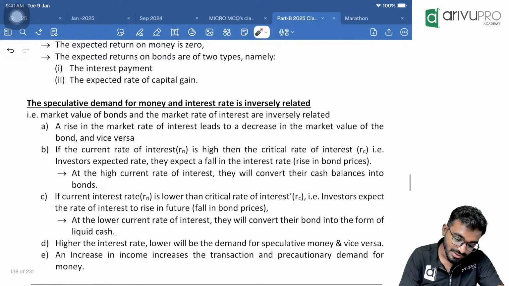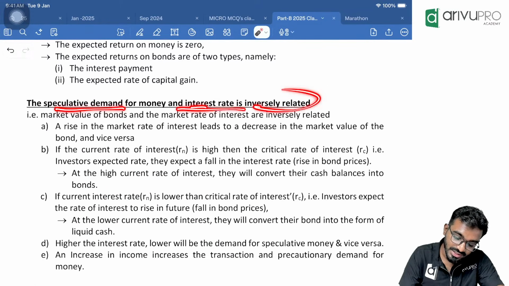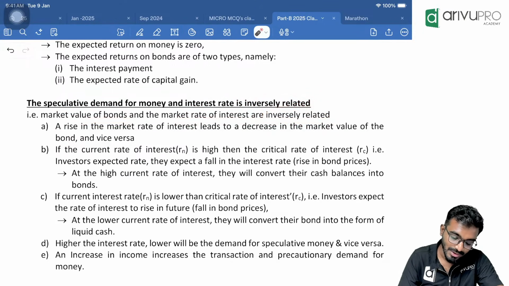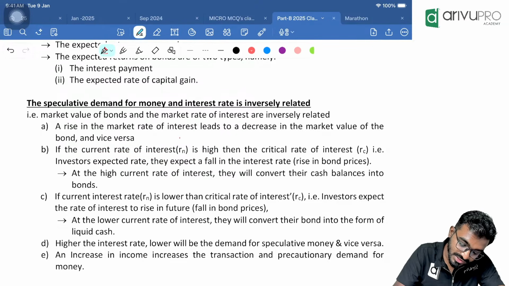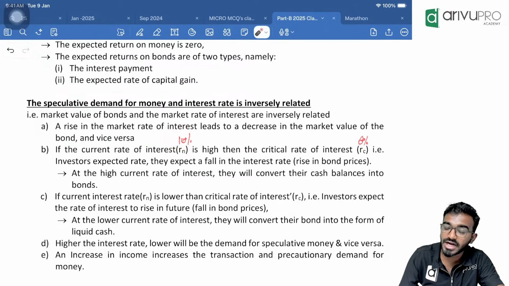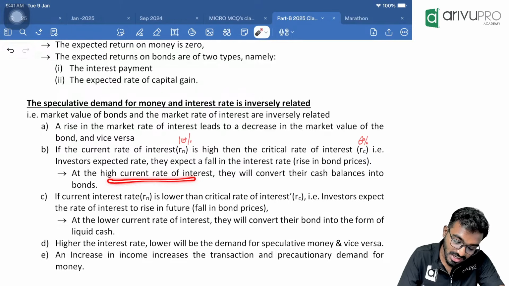Speculative demand for money and interest rate are inversely related. In the same way, bond price and interest rate are also inversely related. When the present rate of interest is high, let's assume it is 10%, but you expected it to be 6% critical. Since the present rate of interest is high, will you keep money in hand? No, convert it into bonds. At a high rate of interest, we will convert our cash into bonds.